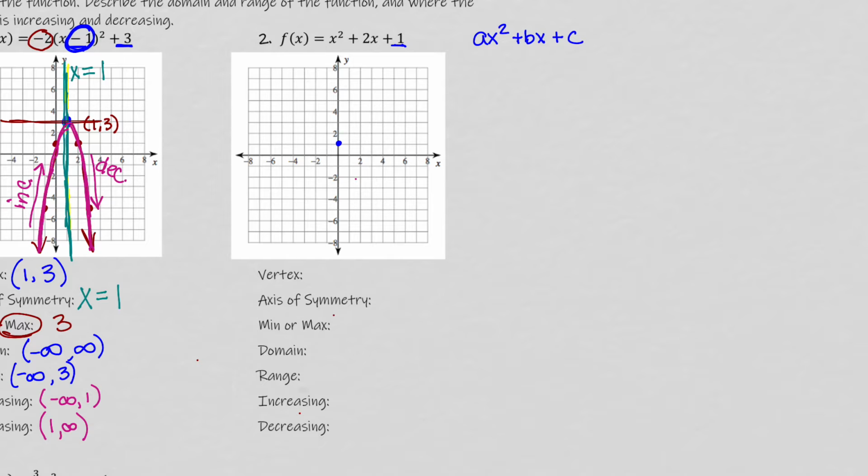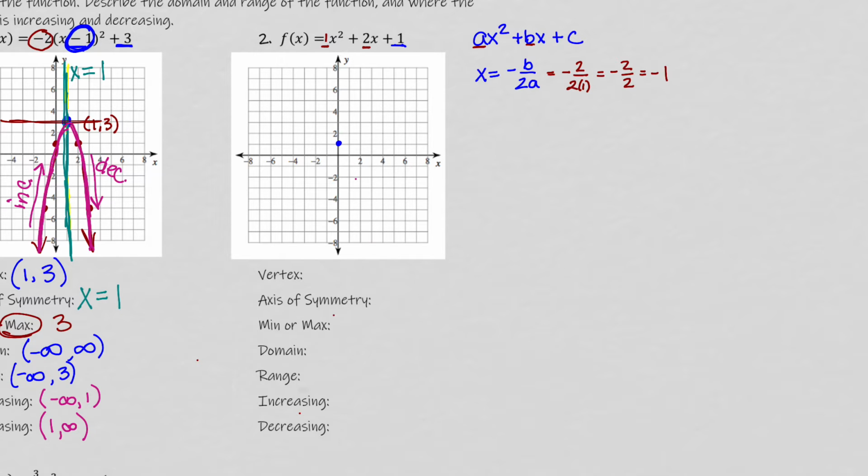Okay, to find the x value of the vertex, we use the equation negative b over 2a. So I'm going to plug in the b and the a into that. So I get negative, my b here is 2. If there's not a number in front, its number is 1. So my b is 2 over 2 times 1. So I have negative 2 over 2, which is negative 1. It simplifies to negative 1.